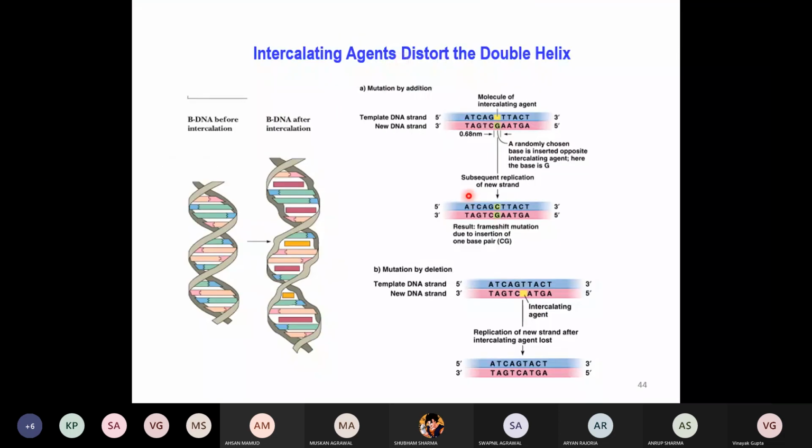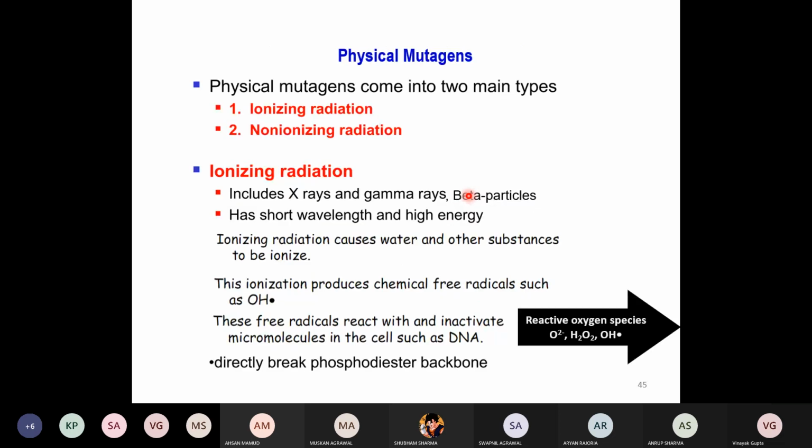Okay, so this is how your intercalating agents are going to affect the structure of DNA, and we have seen what is going to happen at the structural level and at the molecular level. So we are done basically with the chemical mutagen. Next category is physical mutagen. Physical mutagen, basically it may be ionizing radiation or non-ionizing radiation.